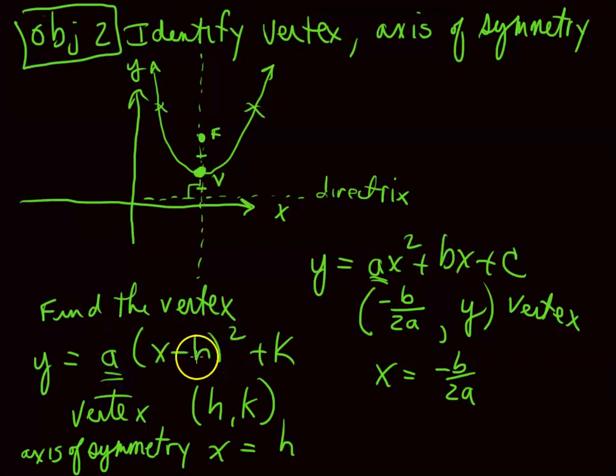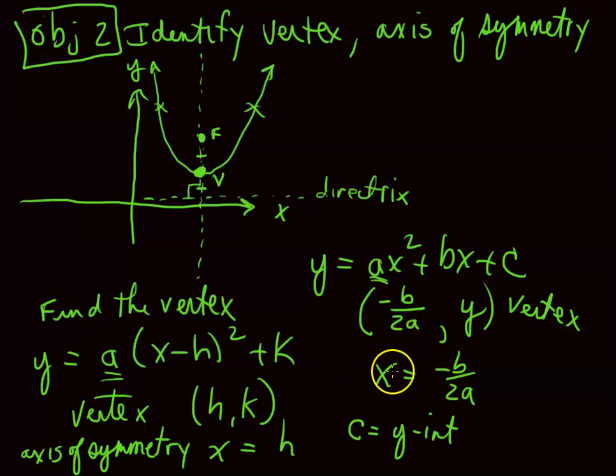But b is sort of hidden inside this x minus h quantity squared. So is c. C is also the y-intercept. You'd have to find out what the y-intercept is for this vertex form. So you can do a lot of things like that in order to graph them.